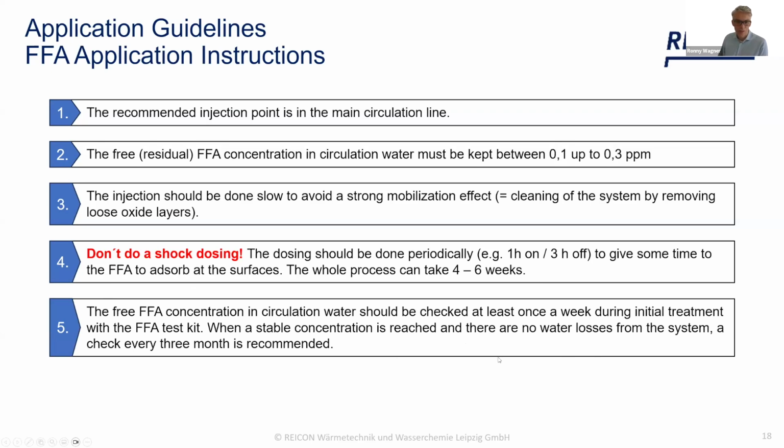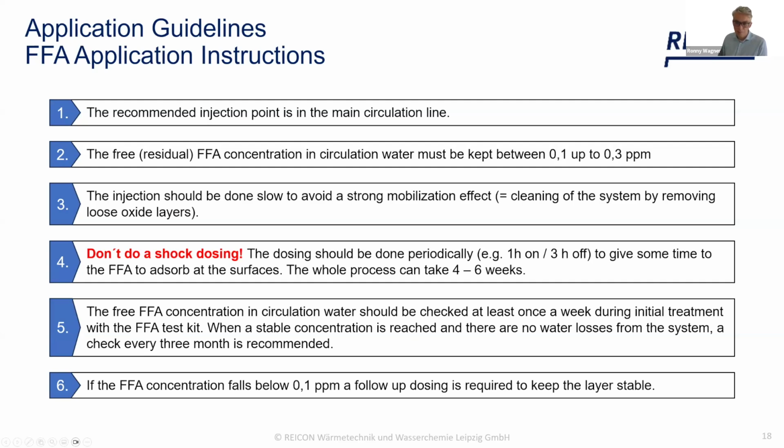And when you see that a stable concentration is reached, then you can go to a wider spread analytic procedure. So we recommend to do this every 3 months, just to check the concentration, and if it falls below 0.1 ppm, you need to do a follow-up dosing to get it again within the recommendation limits, just to keep the layer on the surface stable, because when the concentration goes too low in the water, then the amine starts to resolubilize from the surface, and we want to keep it there to protect the surface from corrosion. So that's why we need this concentration of 0.1 to 0.3 ppm.